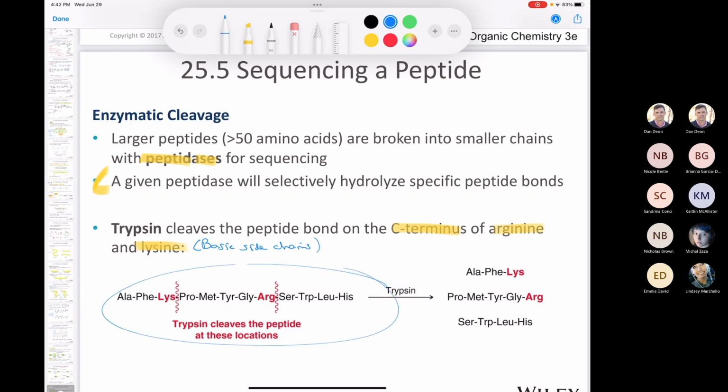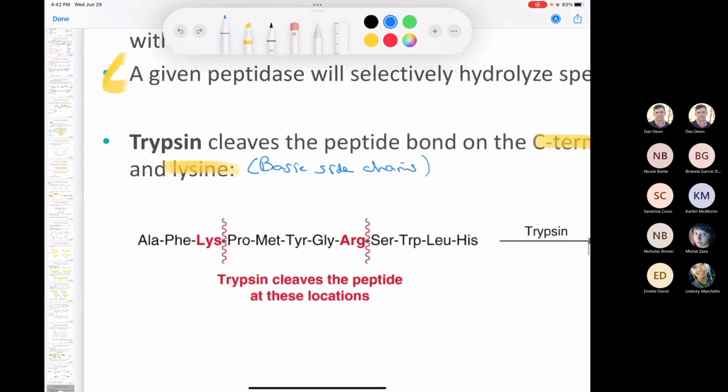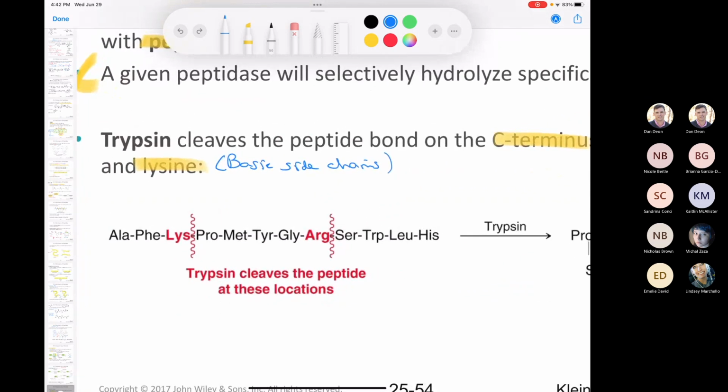Let's say you have this big old peptide right here. What you're going to do is put it in a flask, and then you mix it with trypsin. And trypsin is going to work its magic. And remember that this side of the lysine is the N terminus, and this side of the lysine over here, that's the C terminus. It's going to cleave on the C terminus side of arginine and lysine. So it's going to break the bond in the two places where the red squiggle marks are: first between the lysine and the proline, and then between the arginine and the serine.